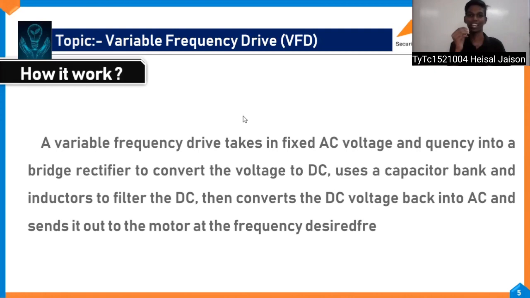So we are using a DC link. The DC link is a bank of capacitors, which is mentioned below. As you are reading, it is a bank of capacitors and inductors which give a pure waveform of DC. It's straight, if you are checking on CRO. Then it finally converts into AC at different frequencies. So as you can see, the frequency of the output AC can be varied and it can be fixed.